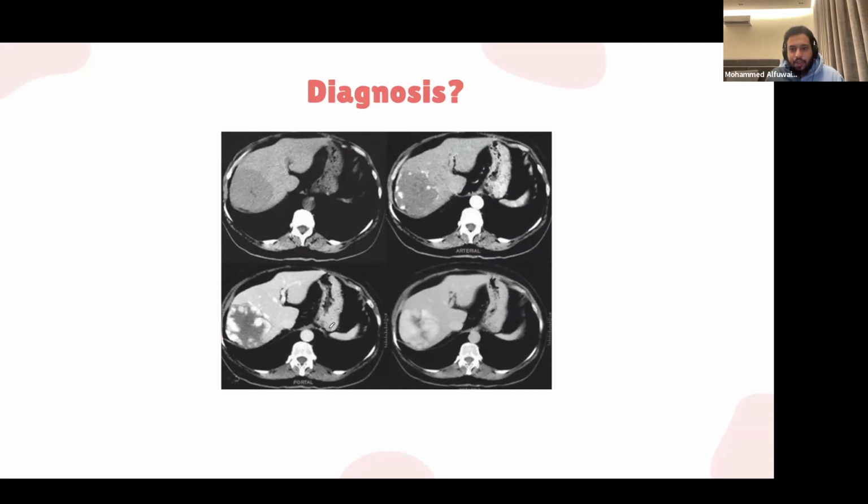Good. This is hemangioma. Why do you think this is hemangioma? One sign. Peripheral filling. Good. So this is the arterial phase. Early arterial phase, late arterial phase, and this is the venous phase or the delayed phase.